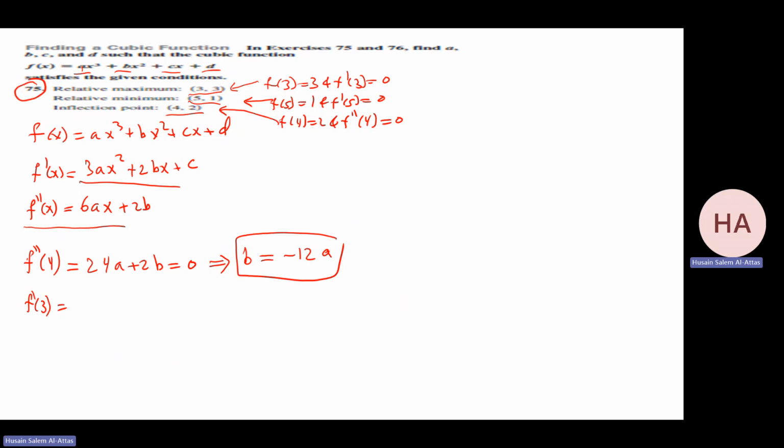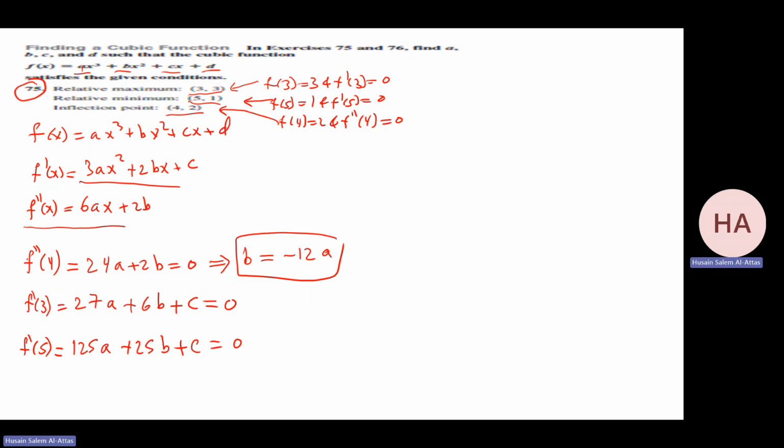Okay, so I have what? F prime at 3. That would be 27a, but the numbers will be very complicated, it seems, plus 6b plus c, and that should be equal to 0. This is from f prime at 3. And f prime at 5: 5 squared is 25, so it's 125a plus 25b plus c equals 0.